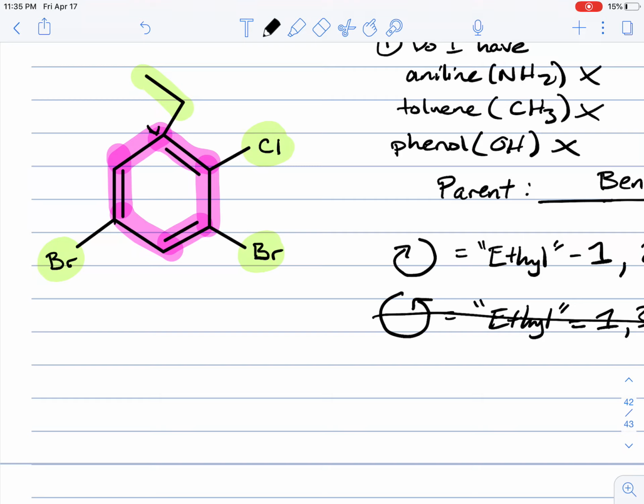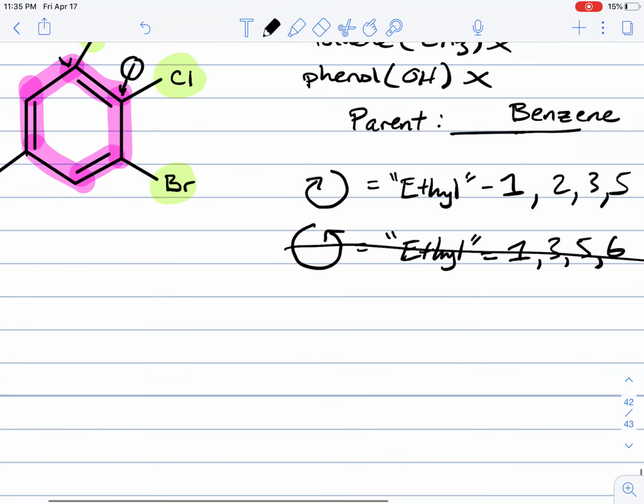So now I'm going to go ahead and look at chlorine. I'm going to repeat the same procedure, and I'm going to assume the carbon that has chlorine is going to be carbon 1. I'm going to go clockwise and counterclockwise with respect to chlorine.